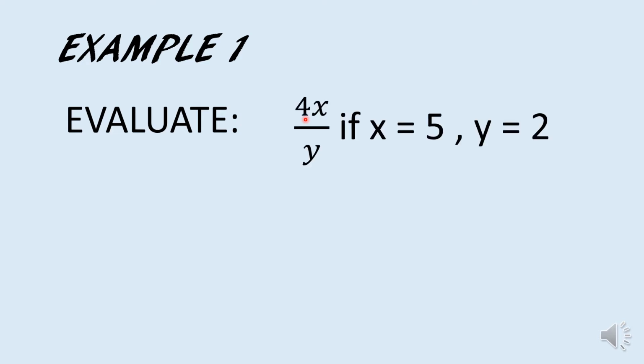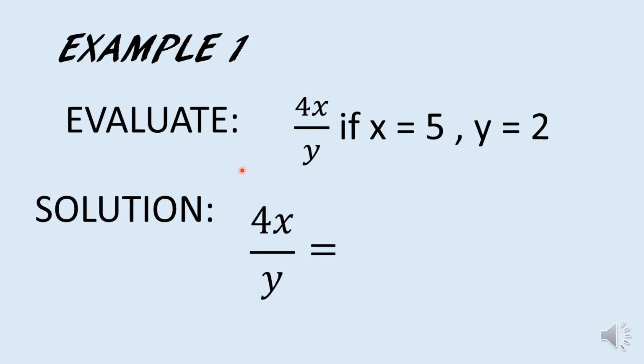Okay, so example number 1, we're going to evaluate 4x over y if x is equal to 5 and y is equal to 2. So here is our condition. So yung x daw natin dito magiging 5 and then yung y dito magiging 2. So here is our solution.